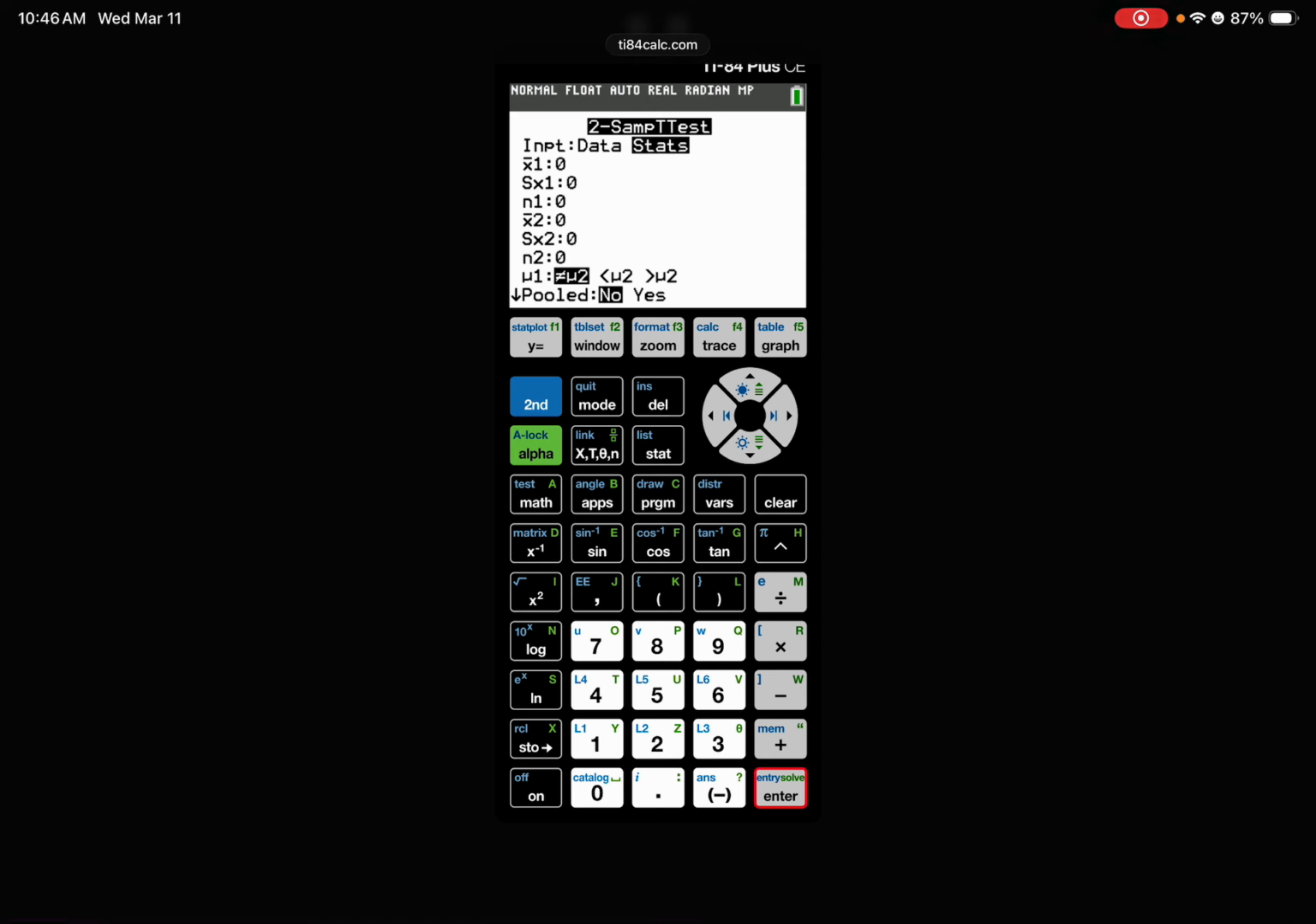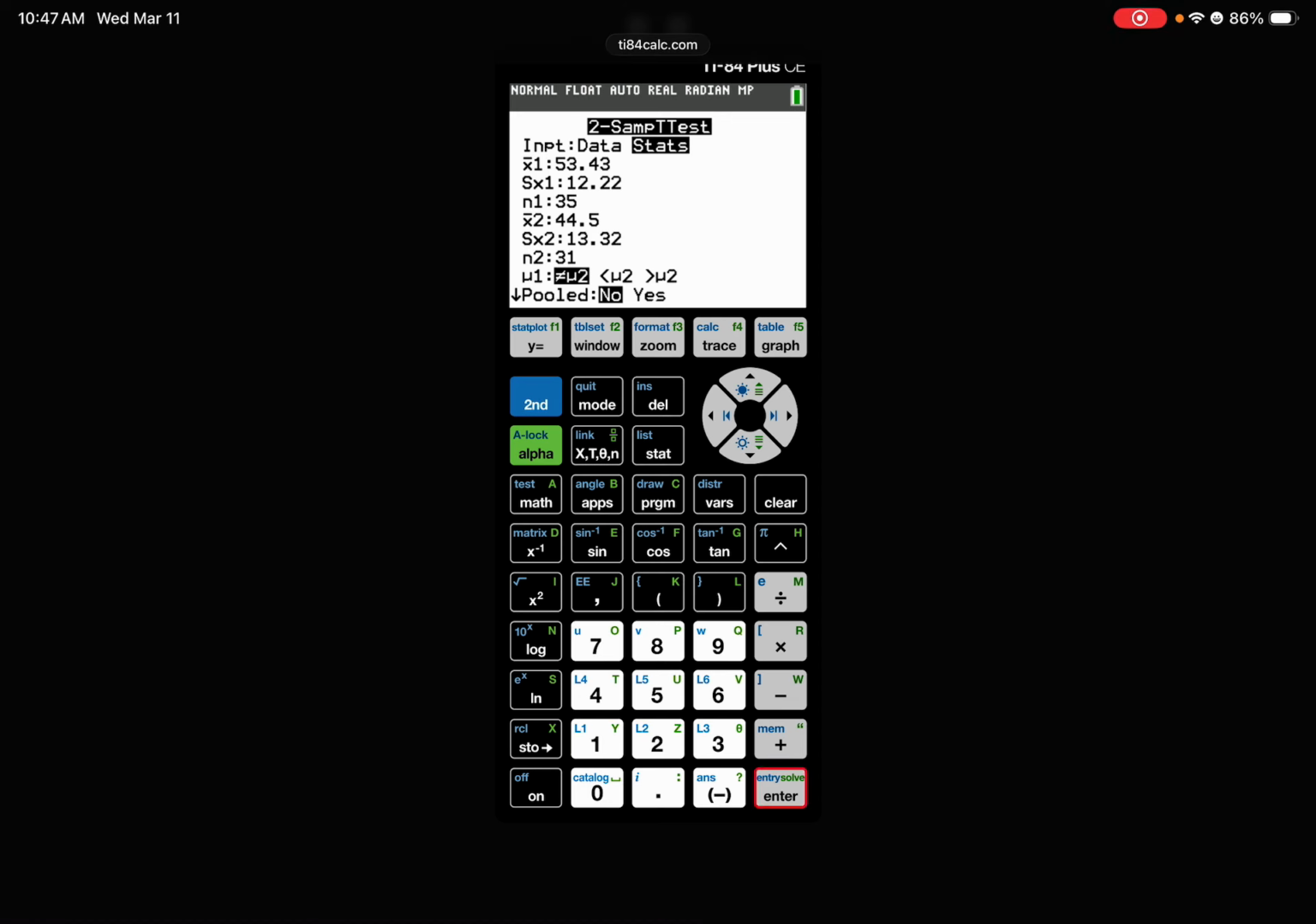And here's where we can enter in our sample mean from group 1, our sample standard deviation, and so on. So scrolling down right here, I've got X bar 1 is 53.43, S sub 1, that is 12.22, and N1 is 35. Our X bar 2, we said that was 44.5. S sub 2 was 13.32, and N2, we said that was 31.